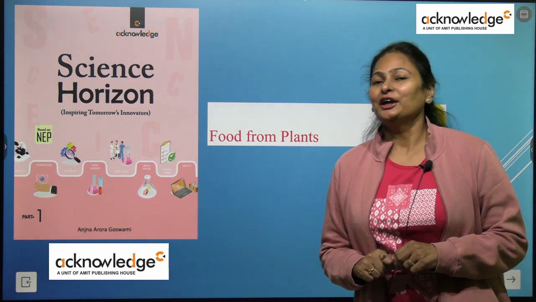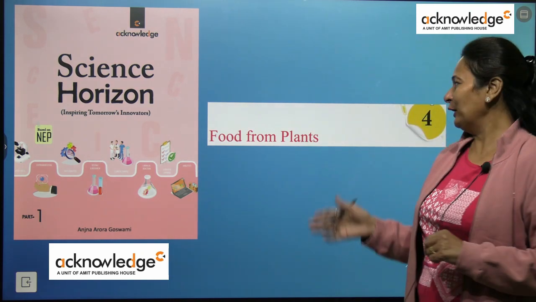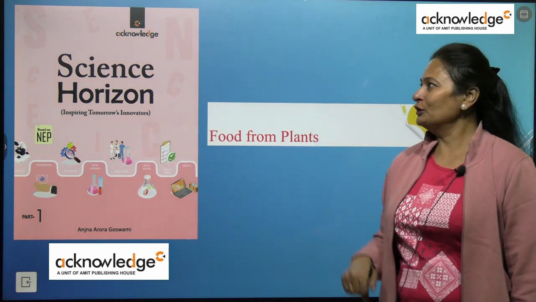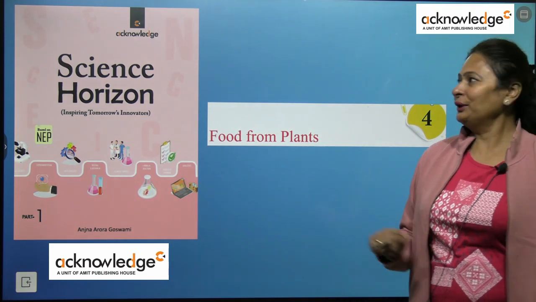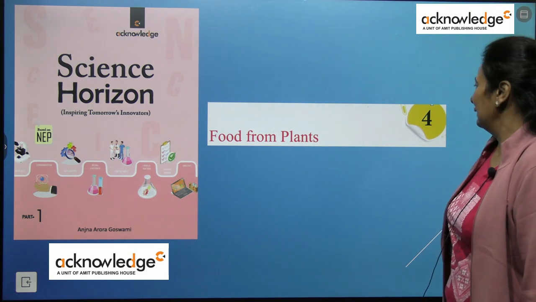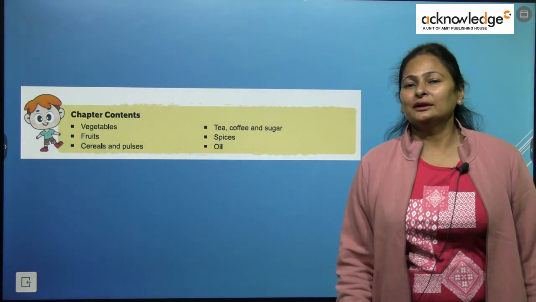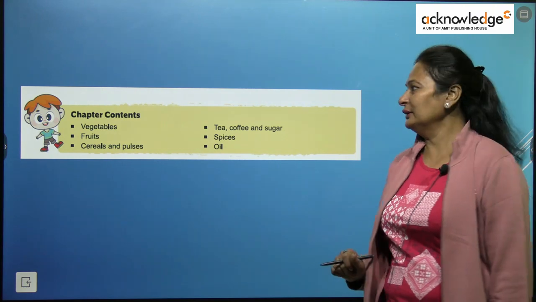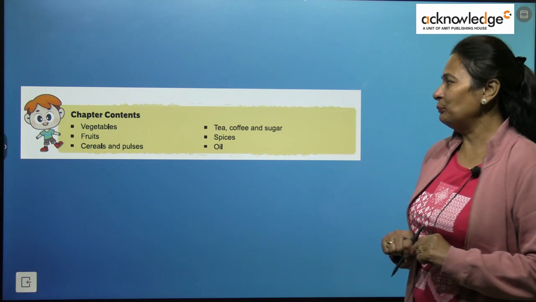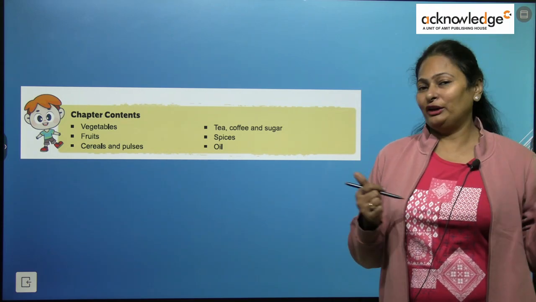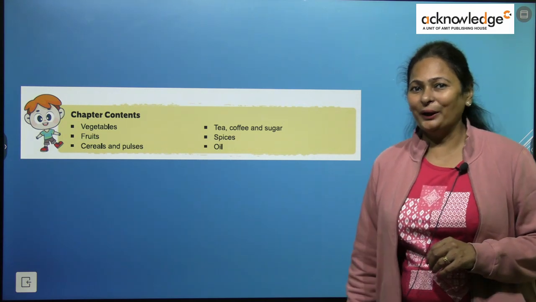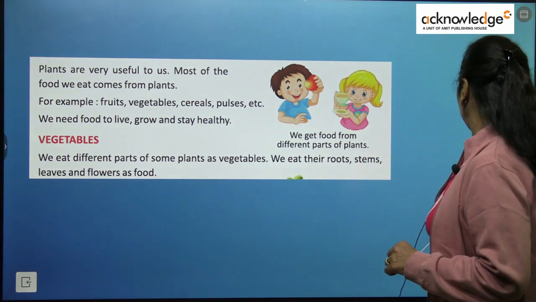This is Harshi, your science trainer, back with chapter number 4, Food from Plants, of your course book Science Horizon Acknowledged series by Amit Publication House. Under this chapter, the topics that we are going to cover are vegetables, fruits, cereals and pulses, tea, coffee and sugar, and spices, and the last is oil. So let's start the chapter, kids.